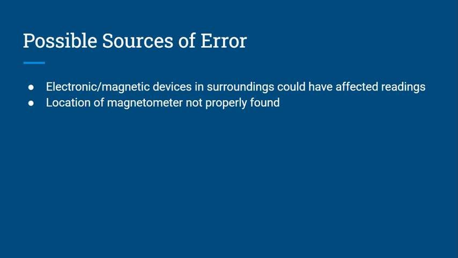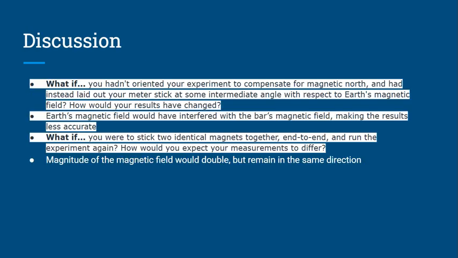For some possible sources of error, the electronic and magnetic devices in the surroundings could have affected the readings, and the location of the magnetometer could have not been properly found.